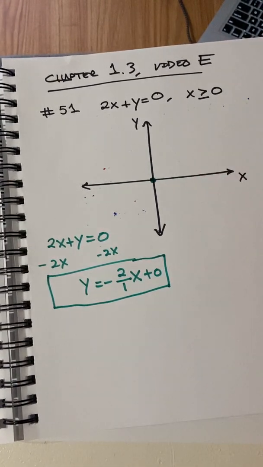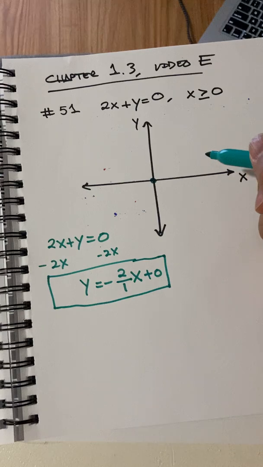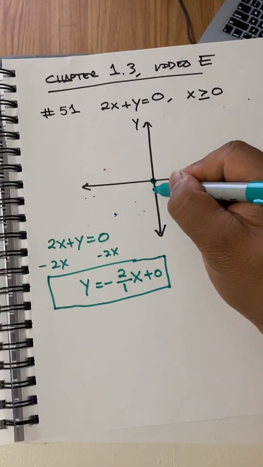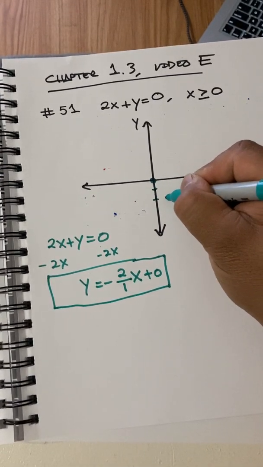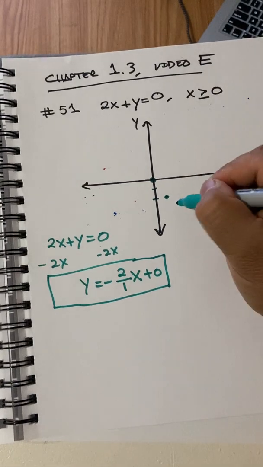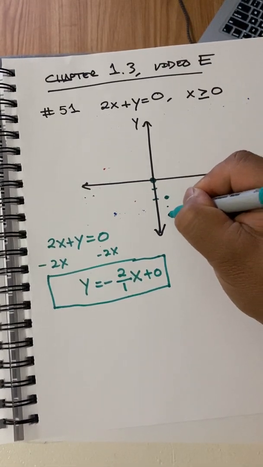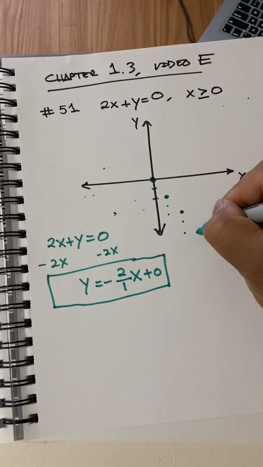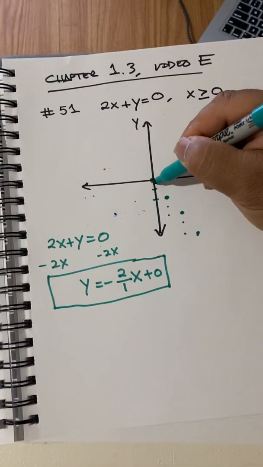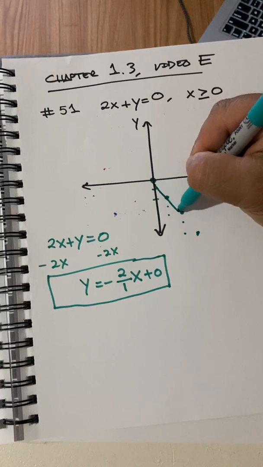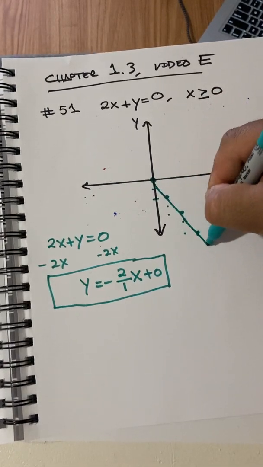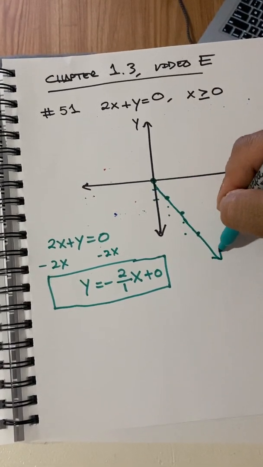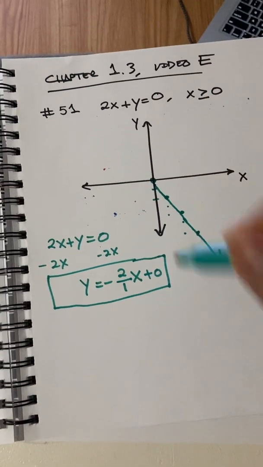There's my y-intercept. And then to graph my line, I'm going to go down 2, over 1. And then I'm going to do that again. Down 2, over 1. Down 2, over 1, because I know my slope is negative 2 over 1, okay? So there's my line.